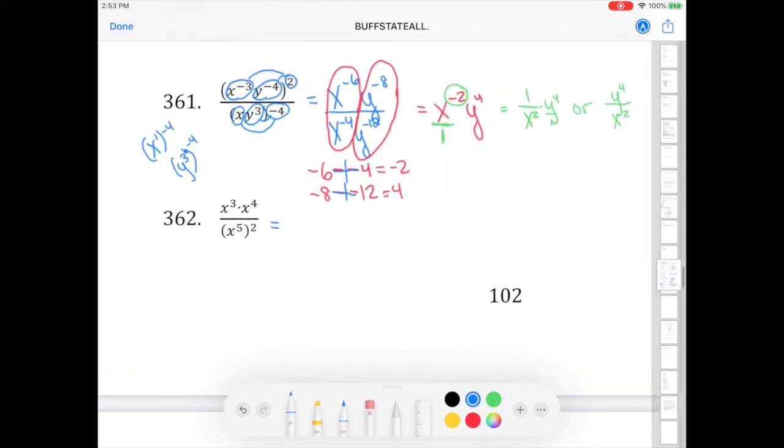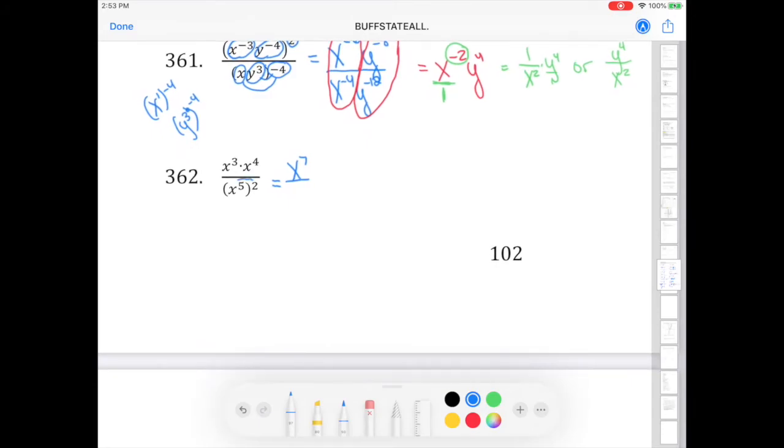So on top I have multiplication. When you multiply two variables together, you add your exponents. So I get x to the 7th on top. On the bottom, think about what rule applies. I have x to the 5th raised to the 2nd power. So that's a power to a power, which means I multiply them together. I get x to the 10th. So far I've used two different rules, and I'm still not done. Now I have division. When you divide variables, you subtract the exponents. So 7 minus 10 gets me a negative 3.